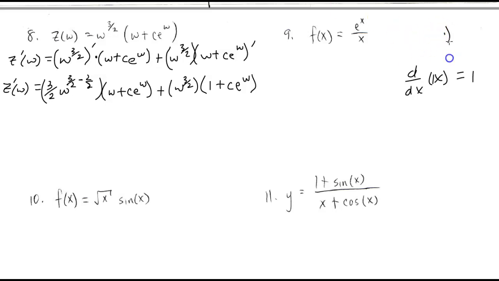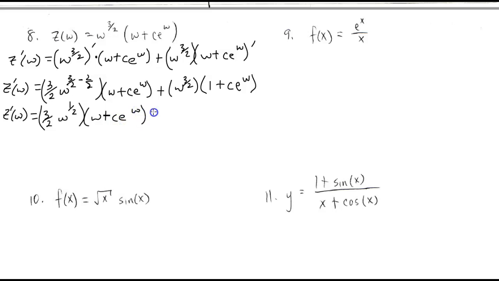All right, so let's erase this and then we'll finish up what we have here. So at this point, we're technically done with actually executing the derivative part. Everything else that we're going to do for the most part after this is just cleaning up our function to make it look nice. So this is going to be 3 halves w raised to the 1 half. That's what all that is. W plus c e raised to the w. And this is w raised to the 3 halves. I'm just going to rewrite all of that.